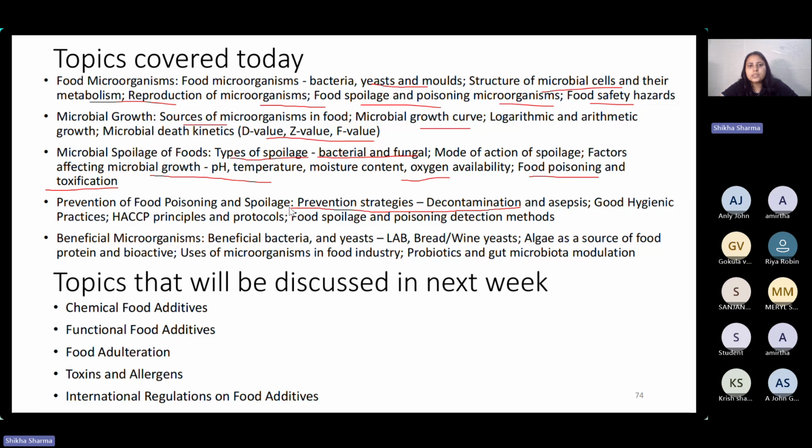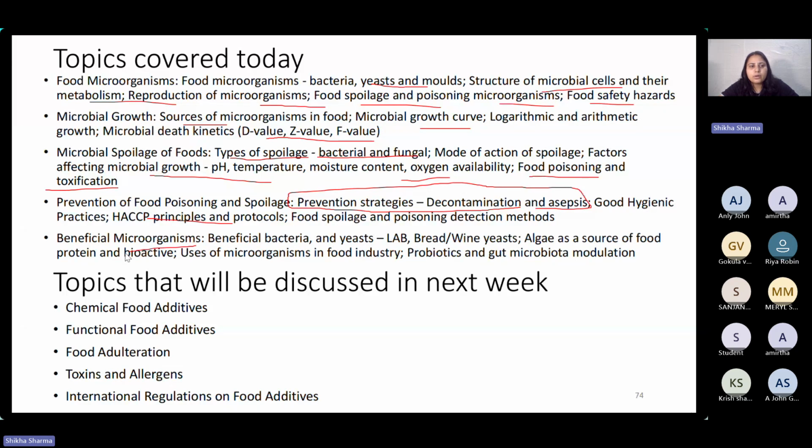We also discussed HACCP and the different preventive strategies to produce food in good hygienic food industries, following good manufacturing practices, good hygienic practices, or the HACCP principles and protocols, to get good food which is away from food spoilage and from toxic microorganisms.